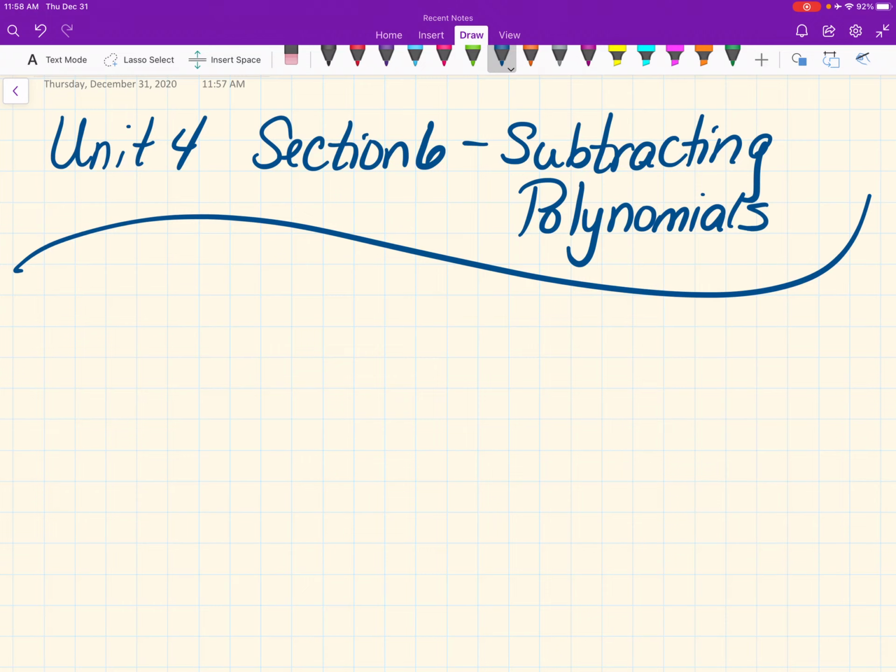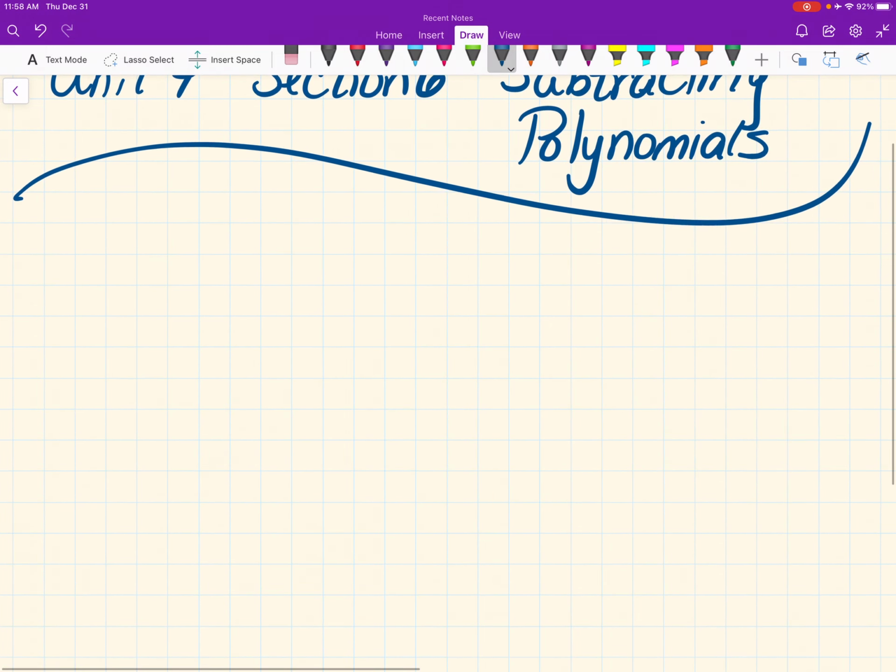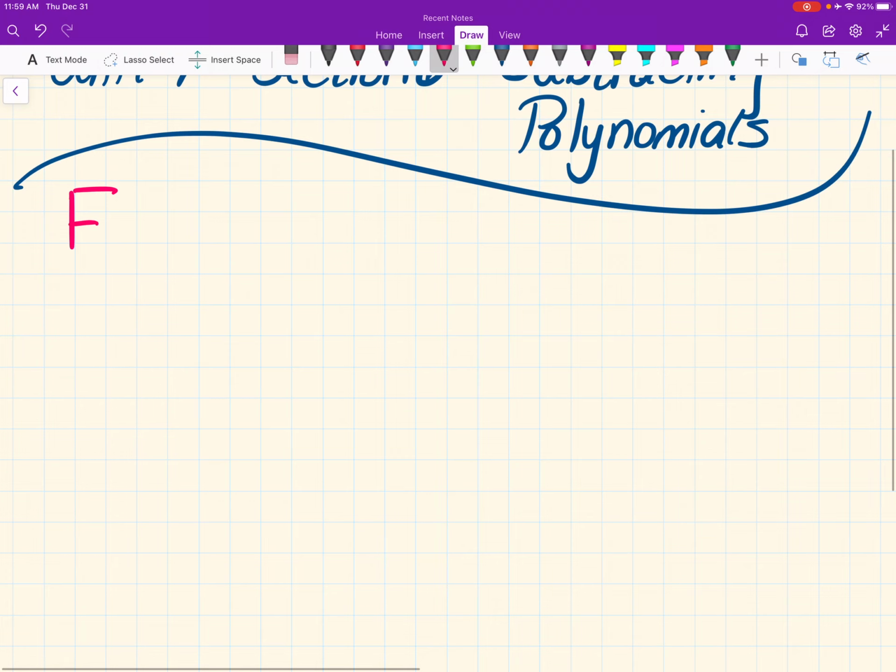Okay, this time we're going to subtract polynomials. Same idea as what we were doing before. We're going to just stack and add. Again, our exponents do not change.